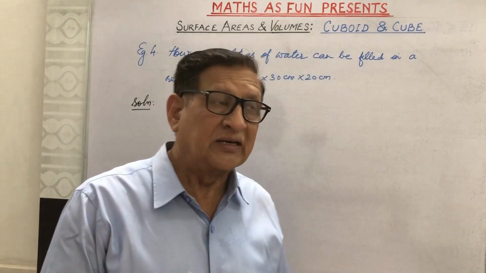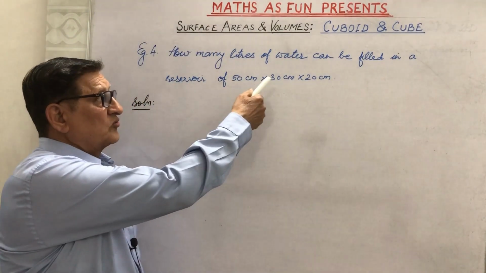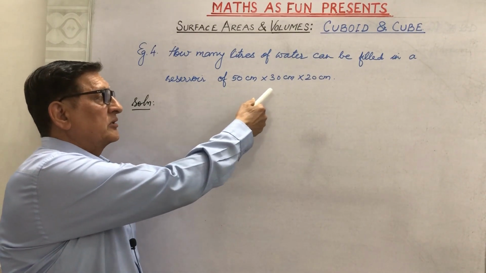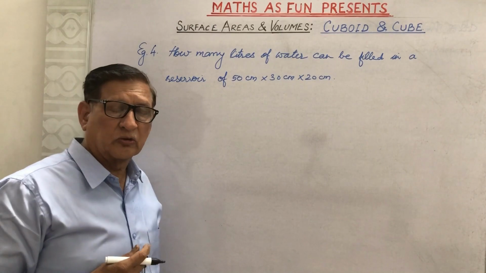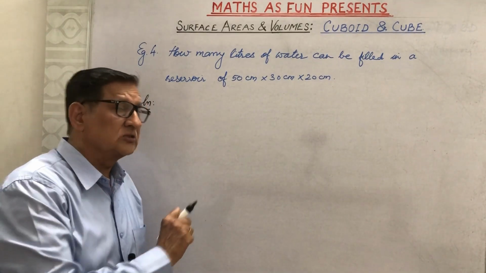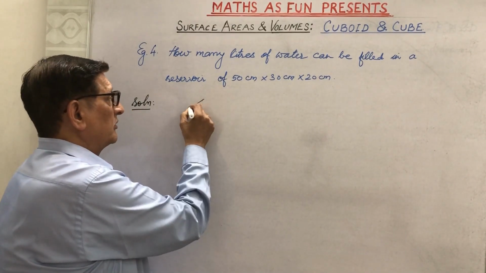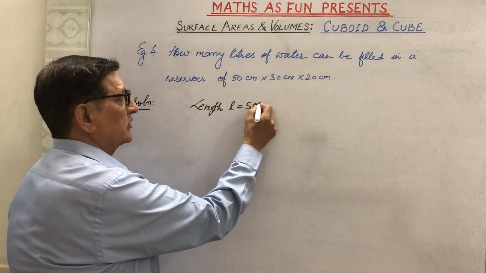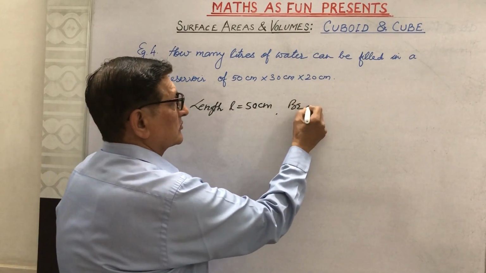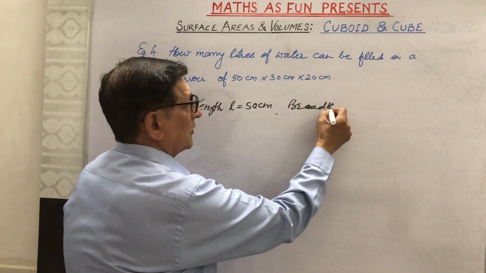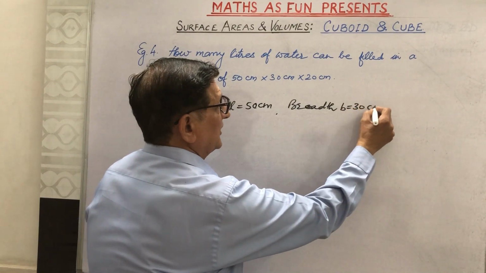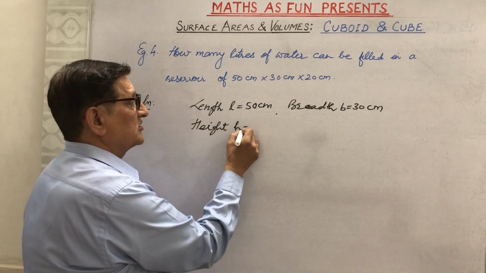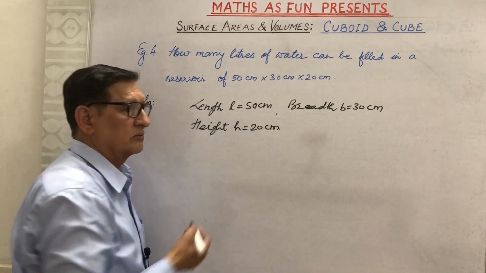The fourth example is: how many liters of water can be filled in a reservoir of 50 centimeter into 30 centimeter into 20 centimeter. The dimensions of the reservoir have been given here. Length L is equal to 50 centimeter. Breadth B is equal to 30 centimeter, and the height H is equal to 20 centimeter.